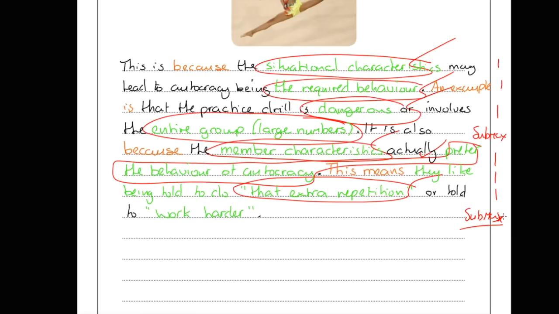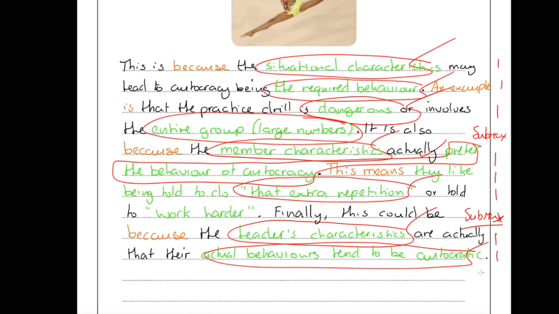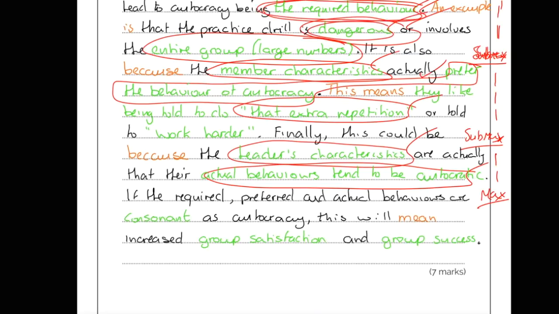Okay, nice. Then we've got, finally, this could be because, simply using because again, the leader's characteristics, from Shaladri, are actually that their actual behaviours tend to be autocratic. So again, I've got my 8, I've got my max. Some of you might view this more as a 6-mark question depending on your exam structures. But I've gone through now the 3 horizontal sections of Shaladri's model. Now it could be that I get some more submaxes in there, but we can go on and say, right, let's have a look at this last bit, which was present earlier.